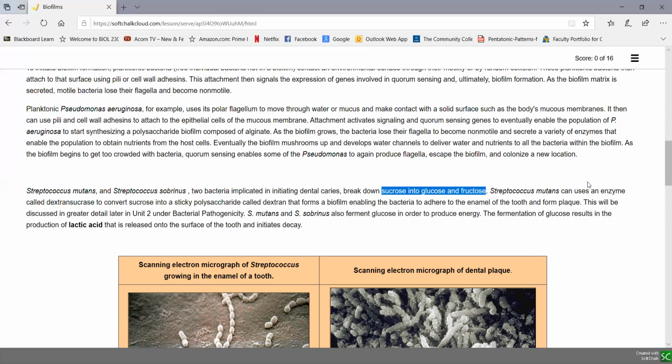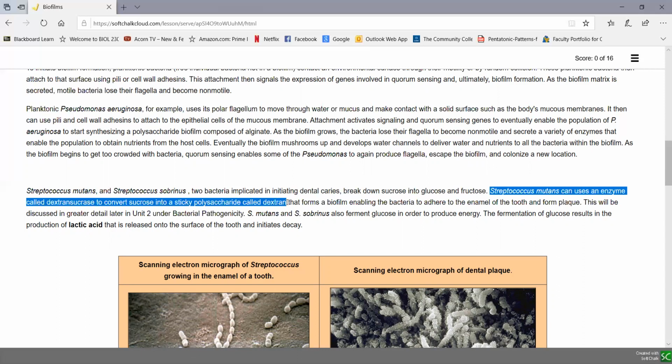Now, Streptococcus mutans, one of the microbiota in our mouth, can use an enzyme called dextransucrase that converts sucrose into a very sticky polysaccharide called dextran. And that's what actually forms the biofilm that eventually enables the bacterium to adhere to the enamel of the tooth, forming plaque, and thus resist flushing. And again, in Unit 3, when we get to bacterial pathogenicity, we'll be looking at that.